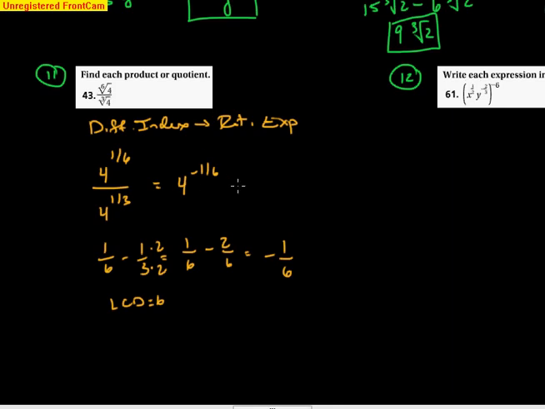But remember, we don't like negative exponents. Negative exponents means you take the reciprocal. 1 over 4 to the positive 1/6. And there's your answer. So again, these exponent rules are very, very tricky. Okay, so just try your best. Right, that's all you can do.